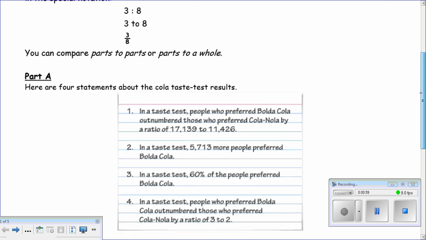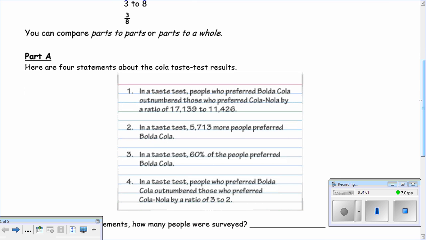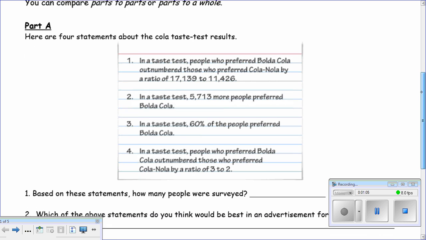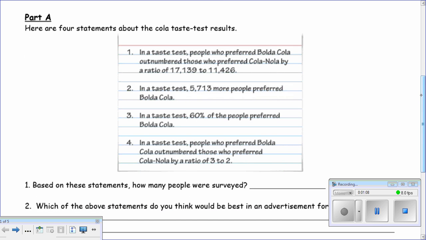So in part A, there are 4 statements about testing cola and the results, and we're going to look at the different statements about them. For one, it says, in a taste test, people who preferred Bolda Cola outnumbered those who preferred Cola Nola by a ratio of 17,139 to 11,426.